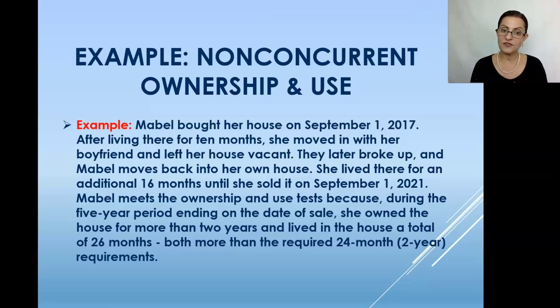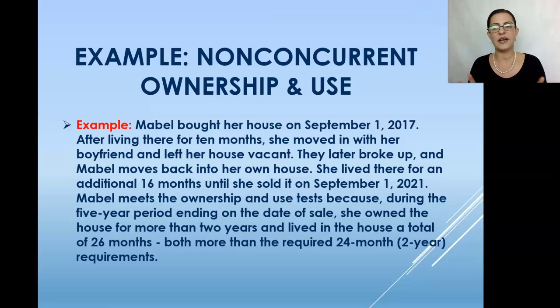So a taxpayer can still qualify for the Section 121 exclusion if they own the home and use the home for 2 years, even if it's not all at the same time. Let me give you an example. Mabel bought her house on September 1st, 2017. After living there for 10 months, she moved in with her boyfriend and left her house vacant. If she had rented the home during that time, put it on Airbnb as a short-term rental, or rented it to month-to-month tenants, that would be okay too.